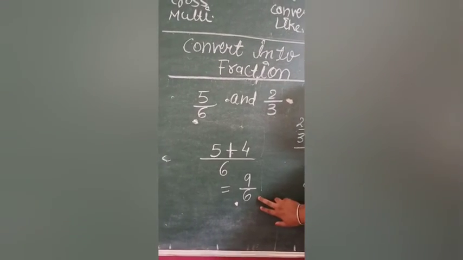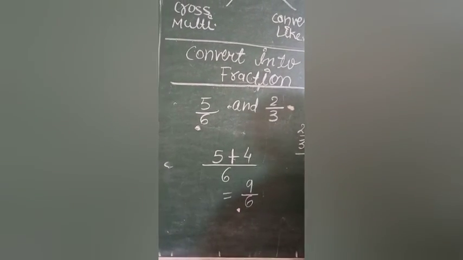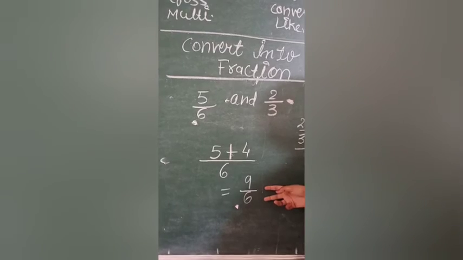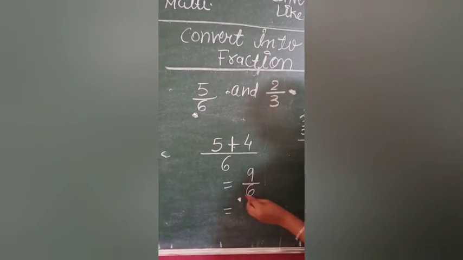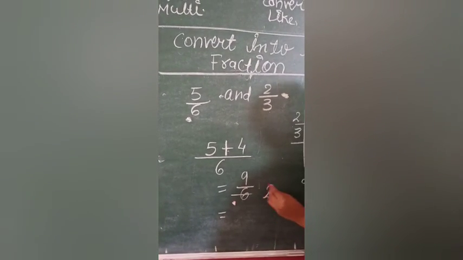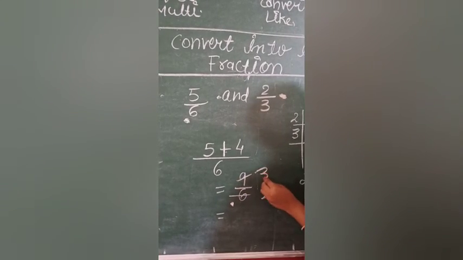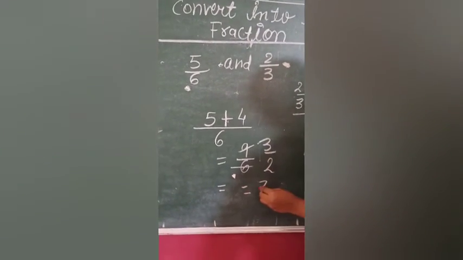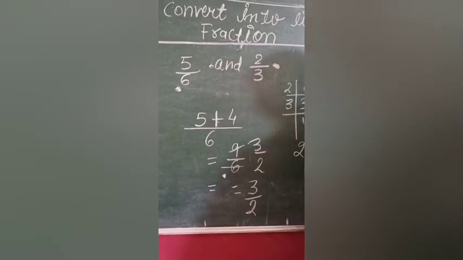Here we have 9 by 6. If you want to solve it more, you can divide it. 3 2s are 6, 3 3s are 9. So you find 3 by 2, which is our answer.